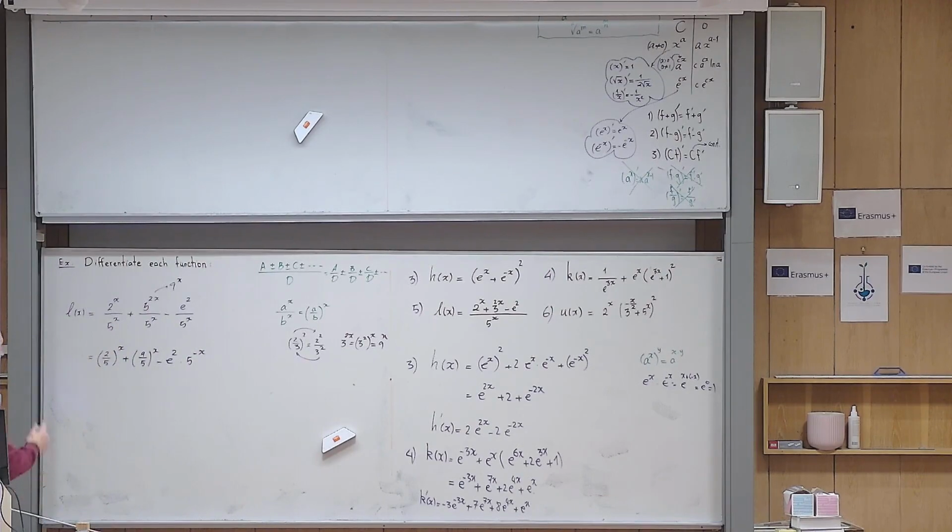Okay, so now everything is ready. So L prime of x is equal to. So what is the name of this function? This is an exponential function. Why? Because the base is a constant and the exponent is variable. That's also an exponential function. This is a constant multiplied by an exponential function. So everything is ready. So what should I do?